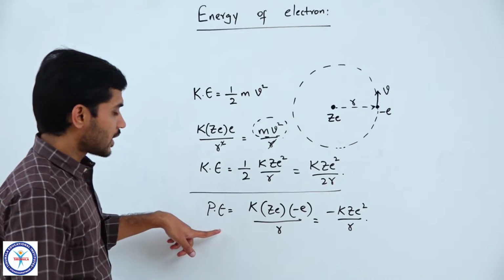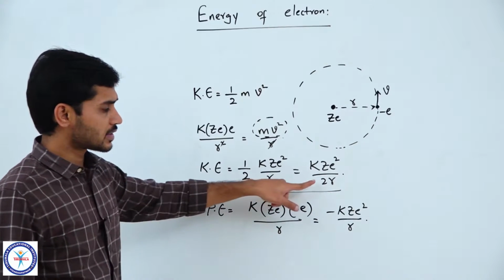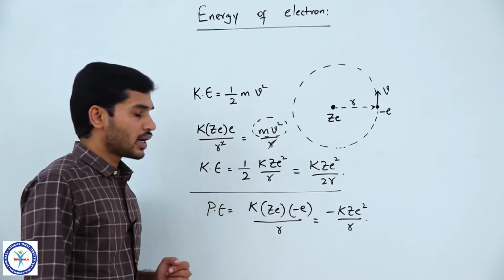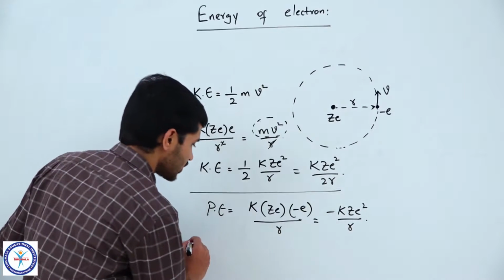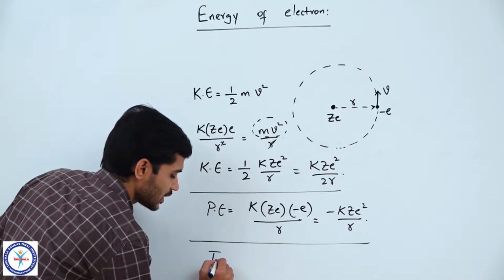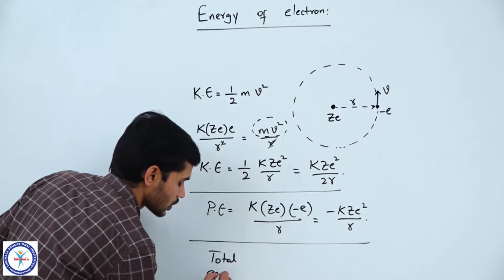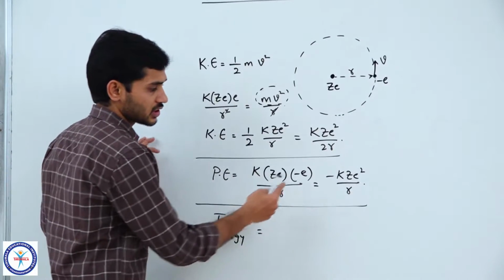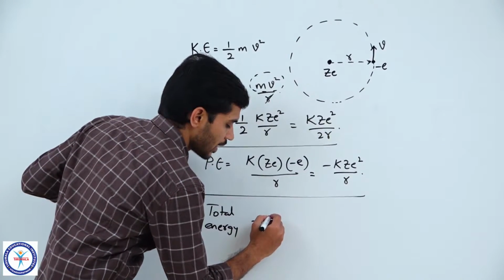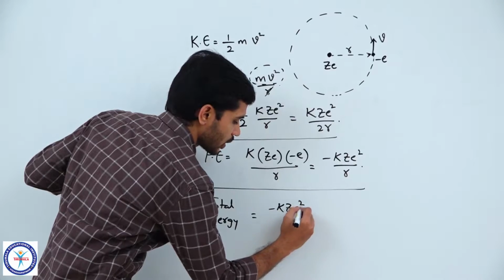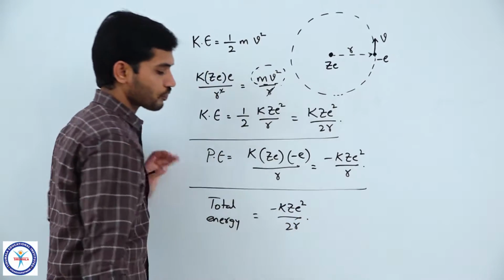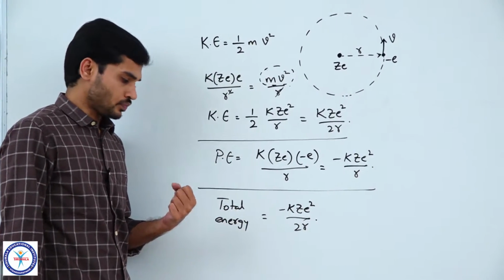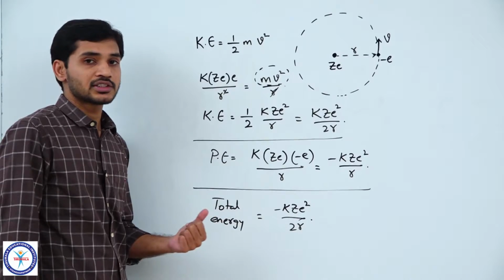Now when you look at this, kinetic energy is kZe square by 2r and potential energy is minus kZe square by r, and if I have to find the total energy of this system, I can write total energy of that electron as kinetic energy plus potential energy, and when I add those two terms, I will be getting minus kZe square by 2r. So, we have all the three energies here. This can also be called the mechanical energy of the system.